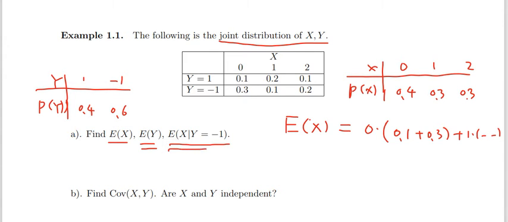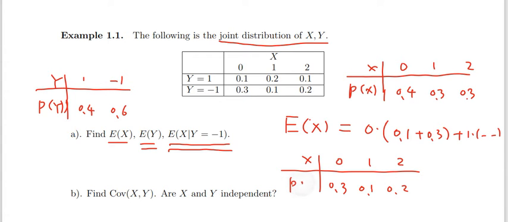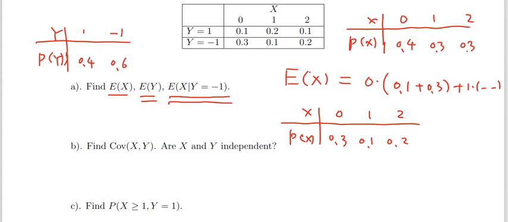So this is conditional expectation. So when y equal 1 or y equal -1, x can be 0, 1, 2. And the probability for y equal -1 is just like this: 0.3, 0.1, 0.2. So this is a conditional distribution, just like that. But here, one thing we should be careful about is this is not a distribution, because the total probability is not equal to 1, right?